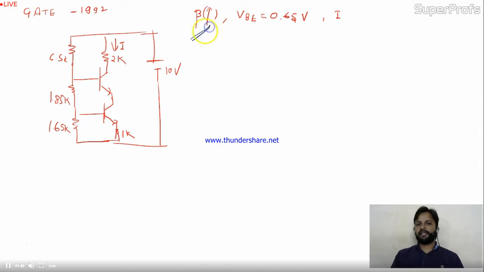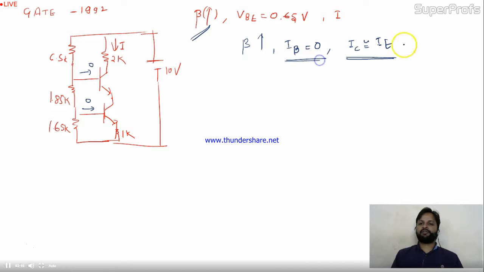The data given is beta is very large, and earlier we have seen this. If beta is very large, the current IB will be 0. Means the transistor circuit will not take any input current if beta is very large. And if beta is very large, IC equal to IE. In the normal case also IC is almost equal to IE, but when beta is very large, IB will be surely 0, and this will be clearly equal, IC equal to IE. Is it okay?